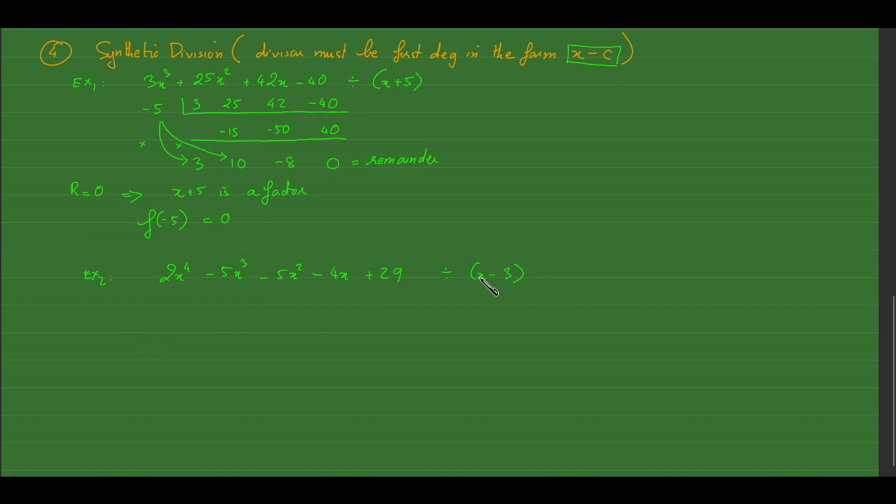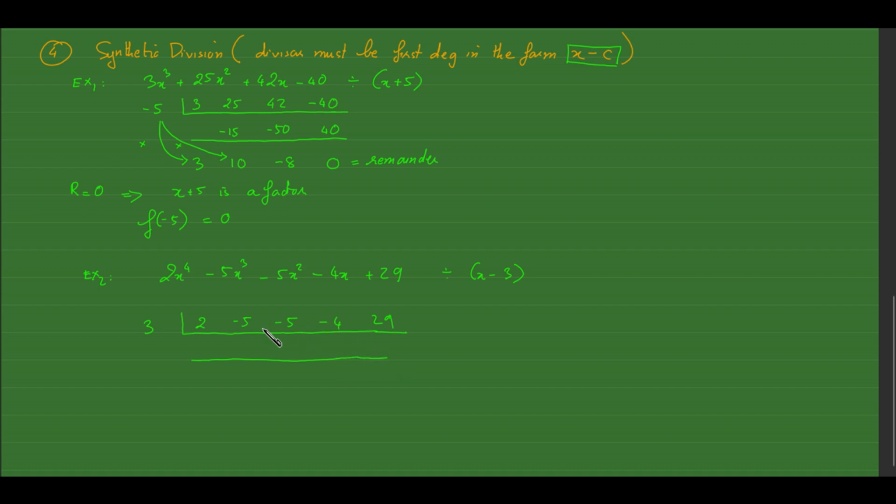My c over here is 3, so you can go ahead and set up 3 here, and make sure that we're not missing any term. So we have 4, 3, 2, 1, 0, so it seems to be good. So I have 2, negative 5, negative 5 again, and negative 4 here, and the last one is 29. Then you draw the line.